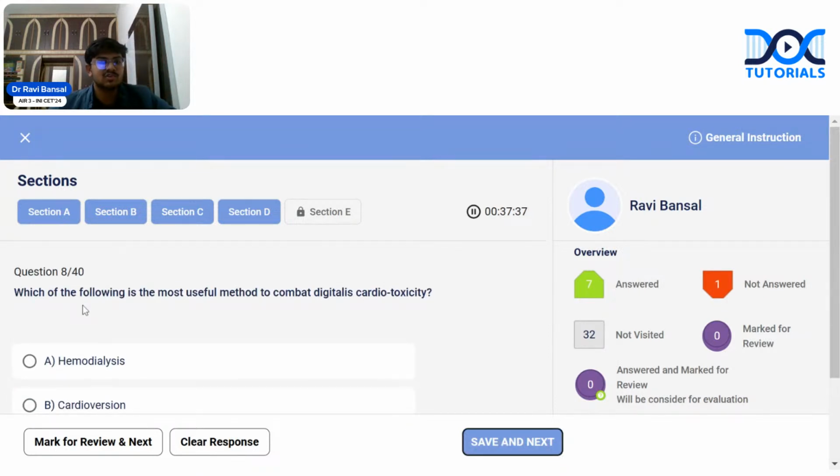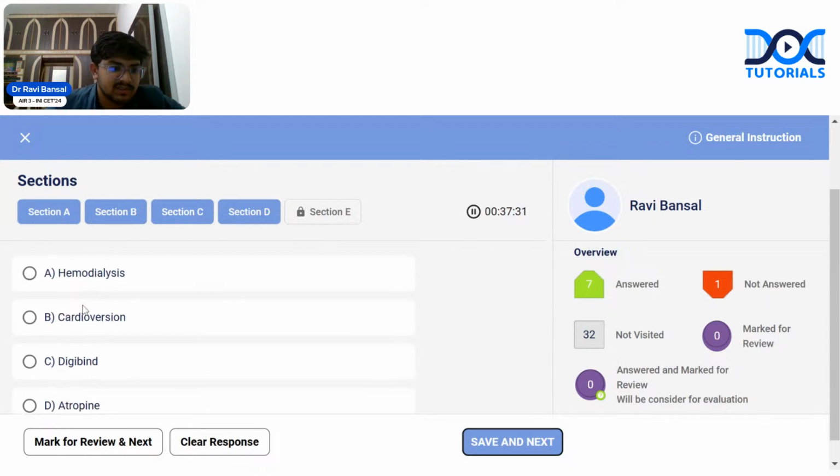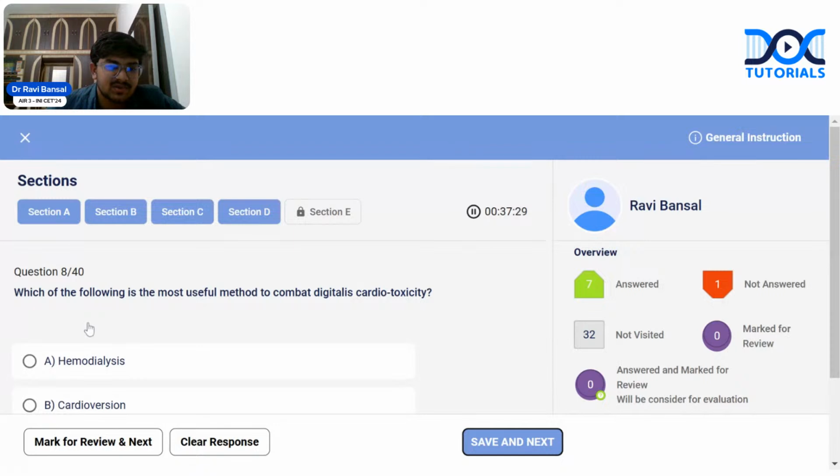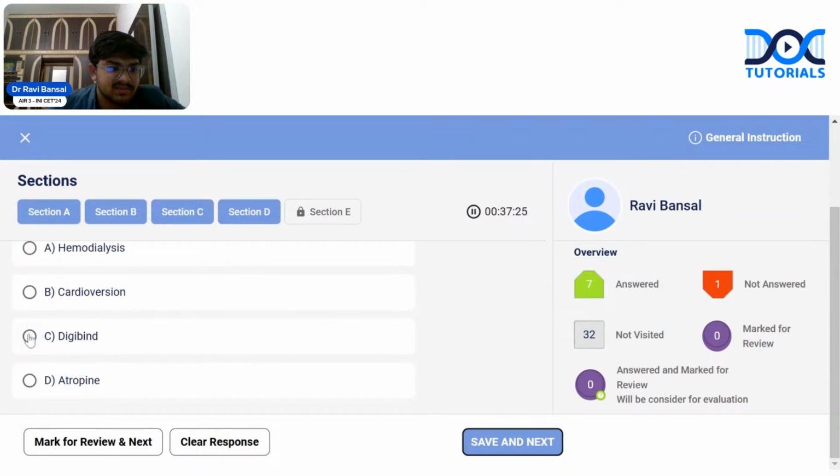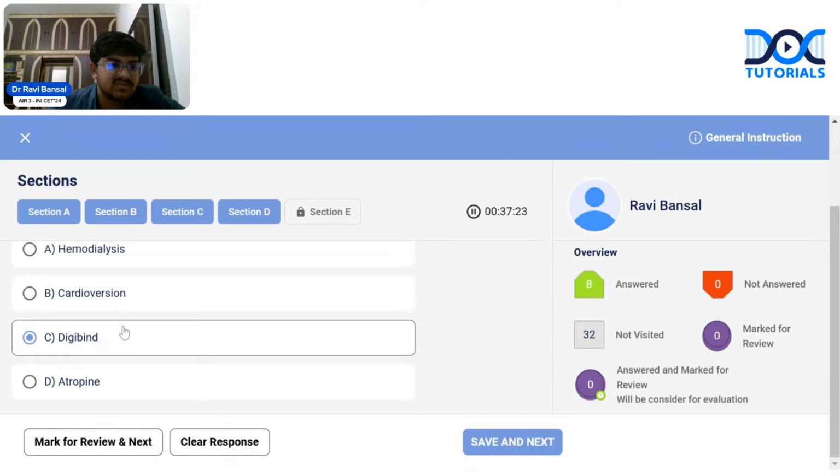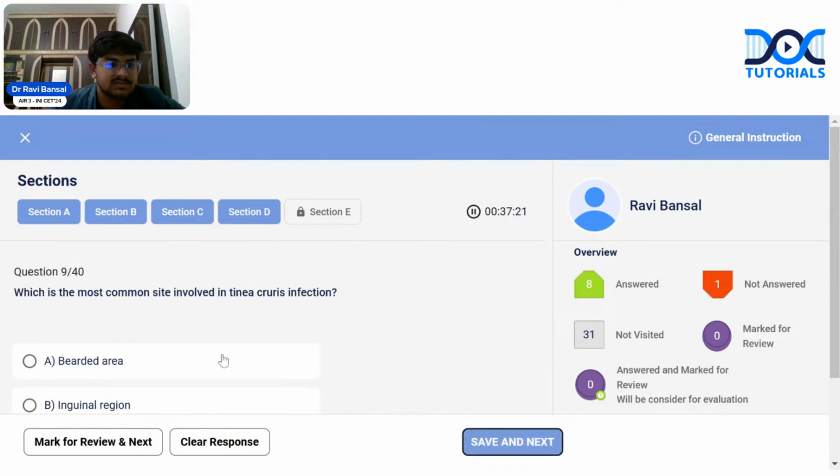Which of the following is the most useful method to combat digitalis cardiotoxicity? Most useful method. We give DigiBind, which is a specific drug for digitalis. So most useful, I will go with DigiBind. This is specific for digitalis toxicity.